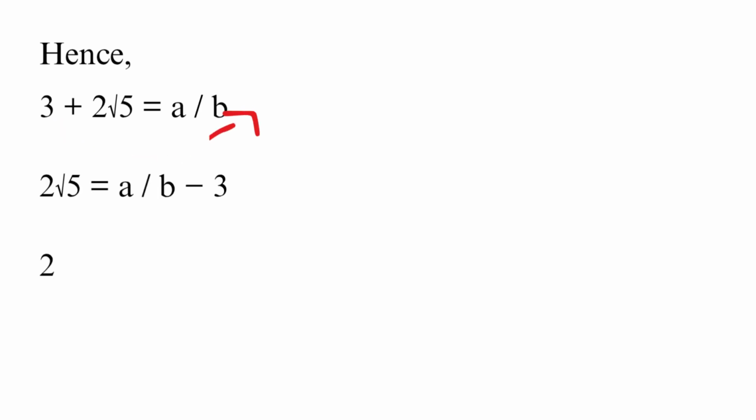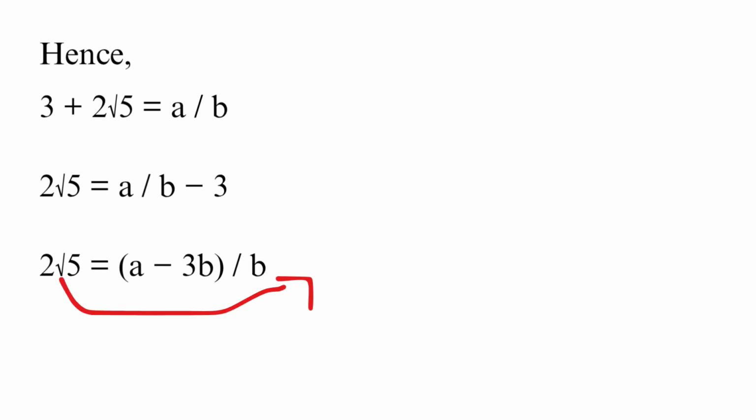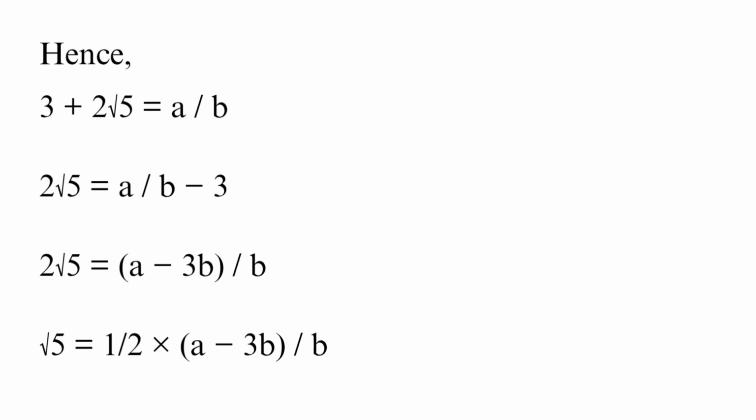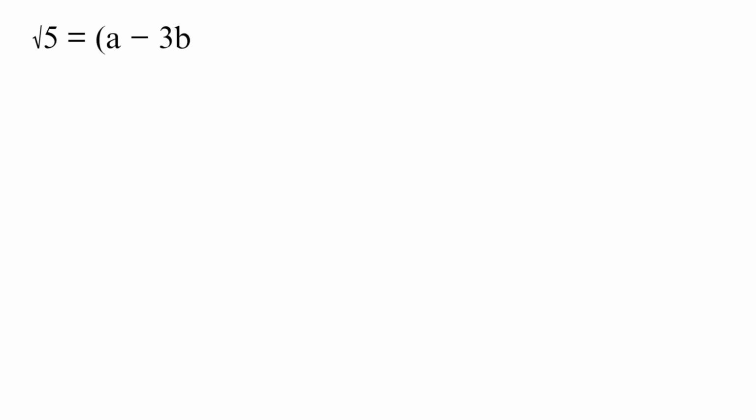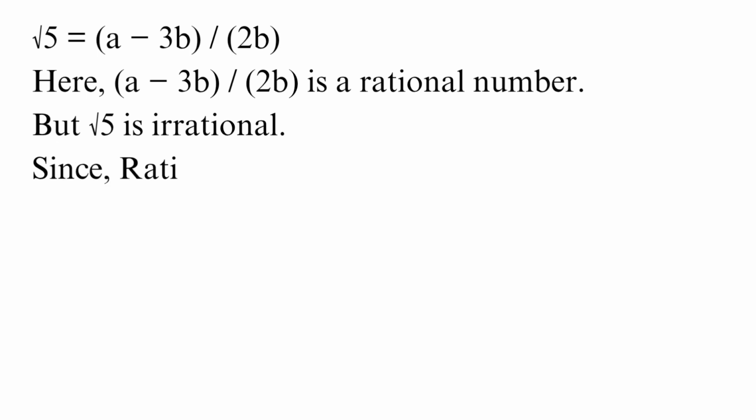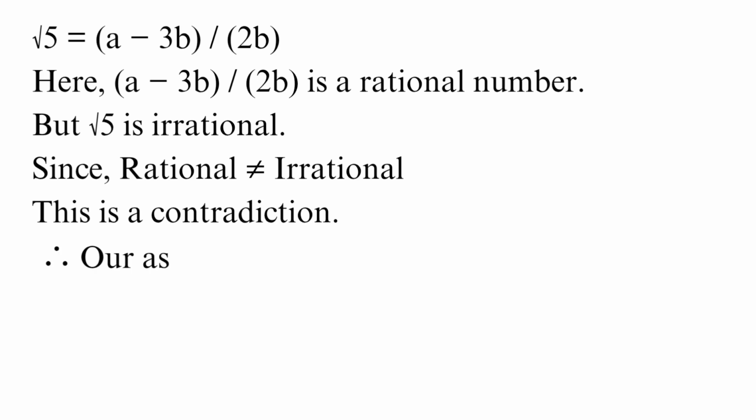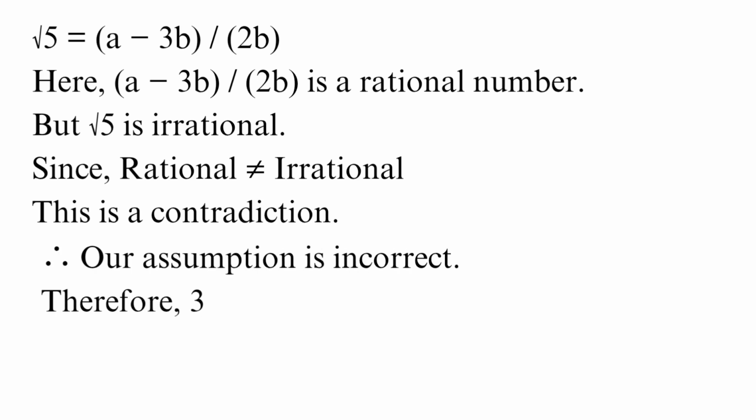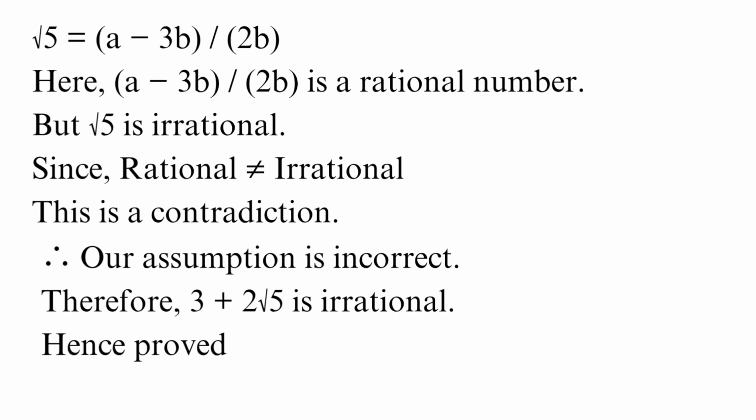2 square root 5 equals a/b minus 3. 2 square root 5 equals (a minus 3b)/b. Square root 5 equals 1/2 times (a minus 3b)/b. Square root 5 equals (a minus 3b)/2b. Here, (a minus 3b)/2b is a rational number. But square root 5 is irrational. Since rational does not equal irrational, this is a contradiction. Therefore, our assumption is incorrect. Therefore, 3 plus 2 square root 5 is irrational. Hence proved.